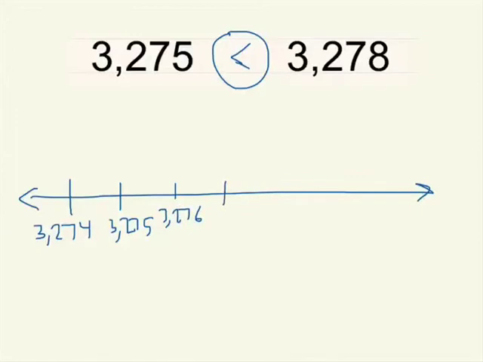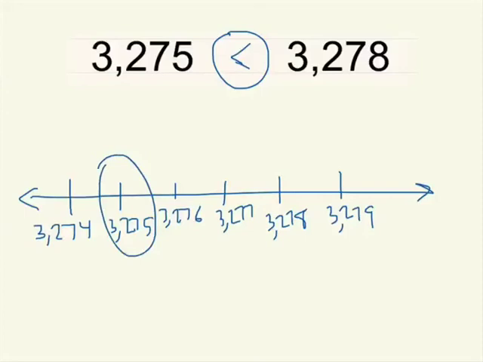3,276, 3,277, 3,278, and I go one more past my higher number, 3,279. I can see here is my 3,275. Here is my 3,278. So the number to the left, of course, is smaller. So there's another way that you could prove the answer.